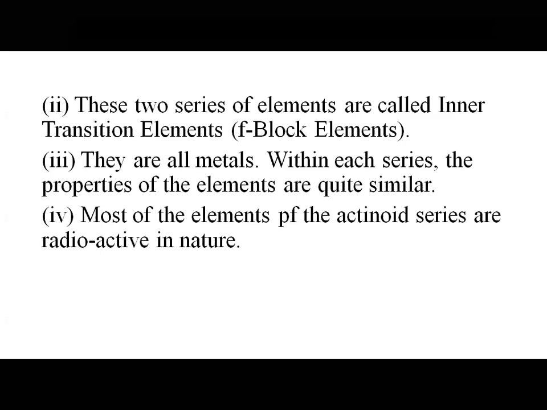In case of S and P block, the electron is entering into the nth shell, that is the ultimate shell. In case of D block, the electron is entering into the (n-1)th shell, so we call it the penultimate shell. And in case of F block, the electron is entering into the (n-2)th shell, which is called the anti-penultimate shell.